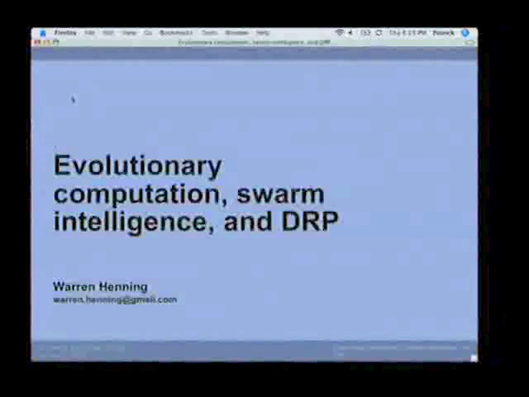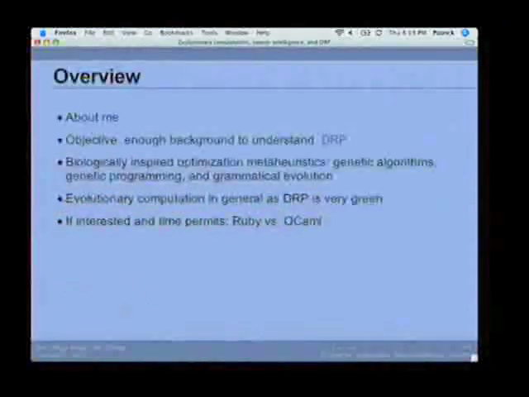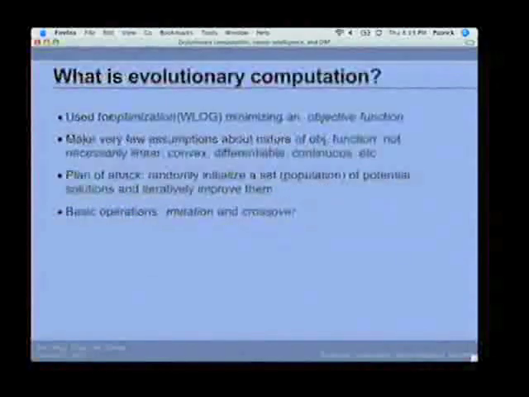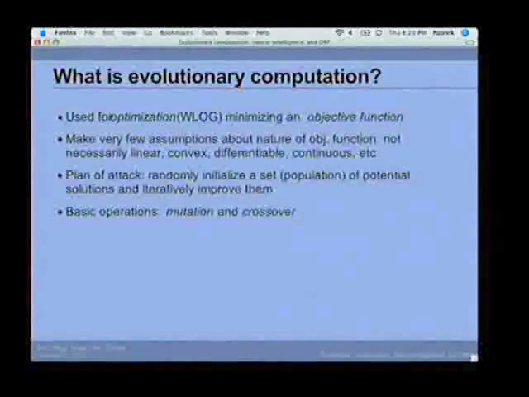So what this is about is something called evolutionary computation. I'm going to be talking about genetic algorithms, genetic programming, grammatical evolution, and then DRP builds on those. What is evolutionary computation? Well, evolutionary computation is a biologically inspired way of doing optimization.